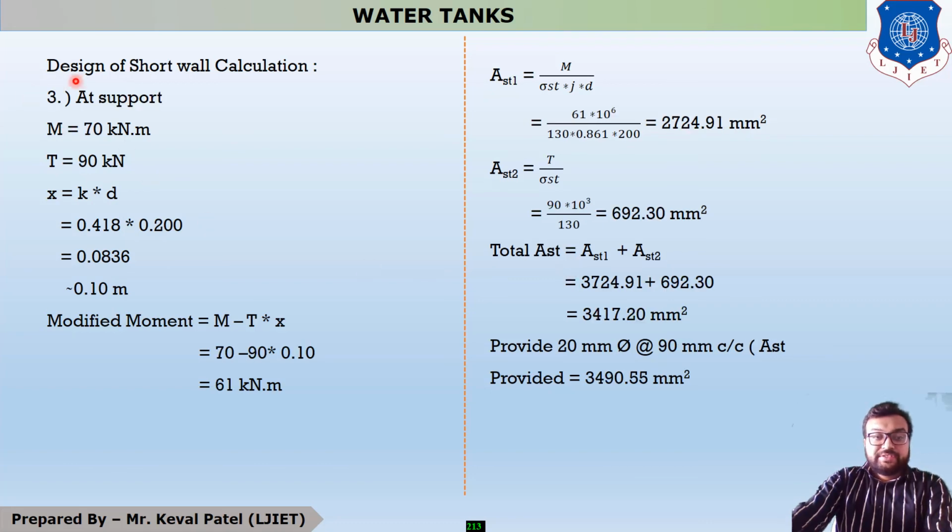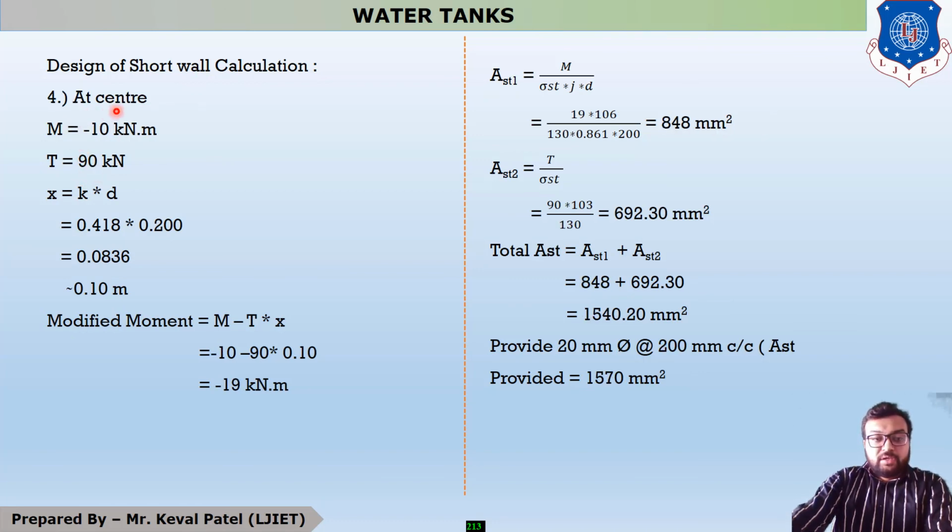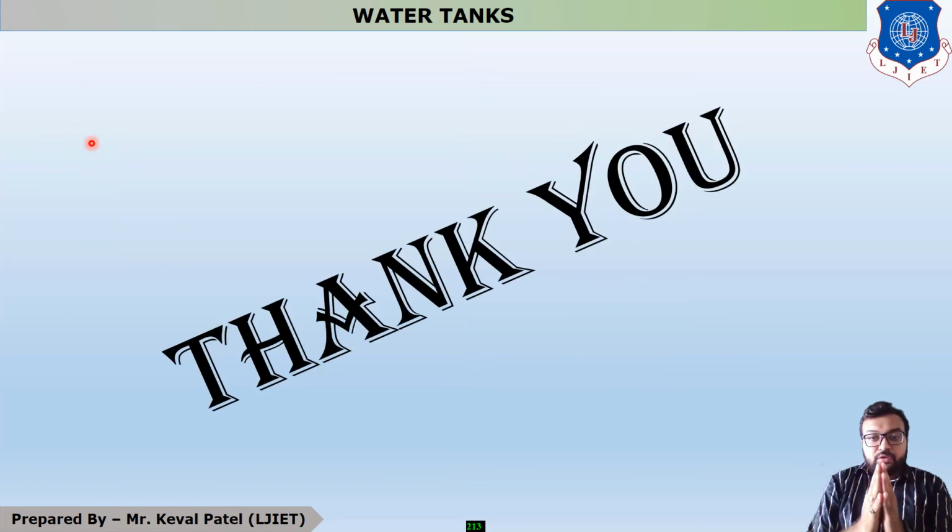Now the third is design of short wall at support. But in this slide, the moment remains the same because at support the moment is 70, but the change is in T, because for short wall the value of tension is 90. Okay, and the last one, at center. So at center, the change is in moment, because in the center of short wall, it is minus 10 kilonewton into meter.